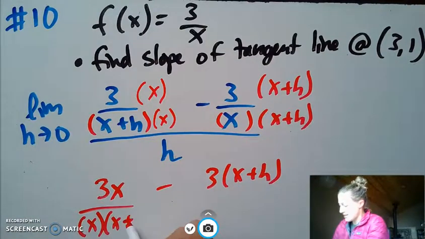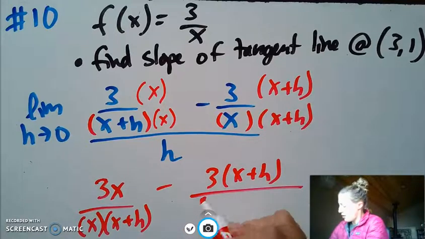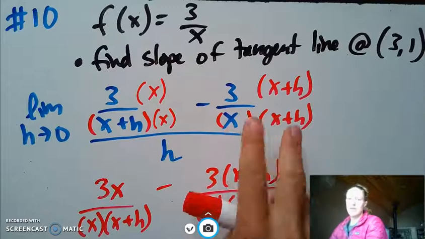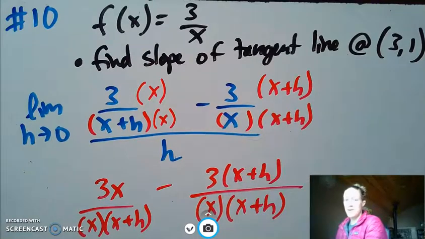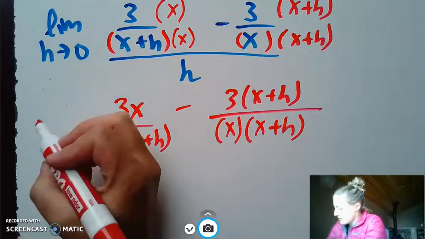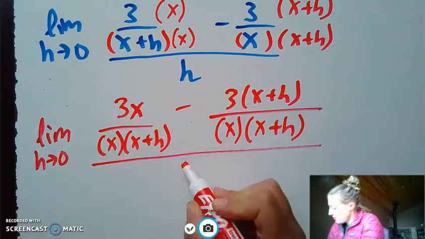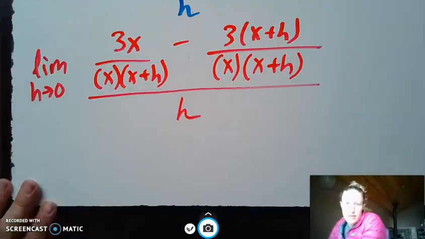We can say x times x plus h, or we could say x plus h times x. Those are the same, just like 3 times 2 is 2 times 3. They're good. And let's copy everything else down just so we don't lose where we're going. I just lost my train of thought.